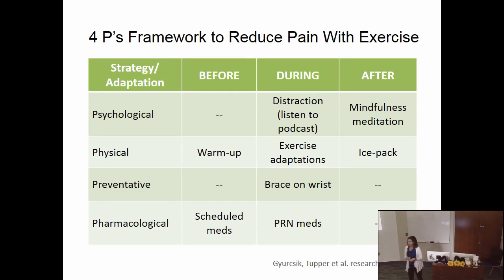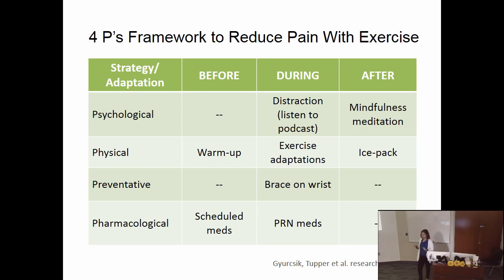So I wanted to show you, in a research project that we're currently working on right now, what we're calling the 4Ps framework for planning around pain management with exercise. So you need to be very intentional about this, not just exercise and hope it goes well. Plan for this ahead of time. Think about what you can do before, during, and after your exercise session using these 4Ps. So psychological strategies, physical strategies, preventative strategies, and pharmacologic strategies if those have been prescribed or recommended for you.